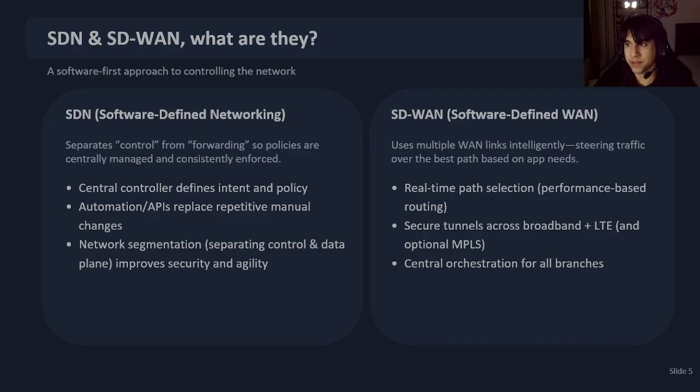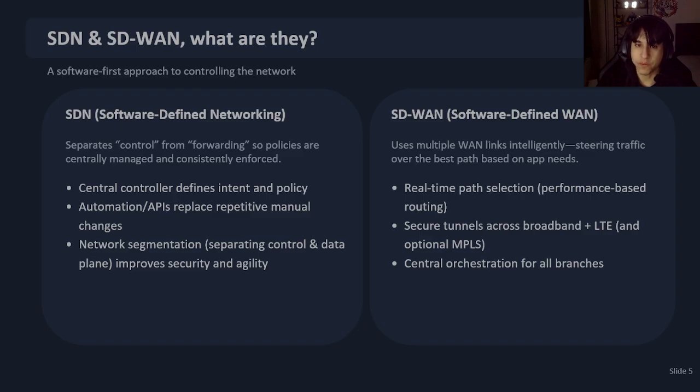So what are these new forms of network architecture? SDN and SD-WAN help improve these challenges by shifting network control from individual hardware configuration into a centralized software policy. SDN, or software defined networking, means we manage and automate network behavior centrally. Policy and segmentation become consistent, and changes can be made faster with fewer manual touchpoints.